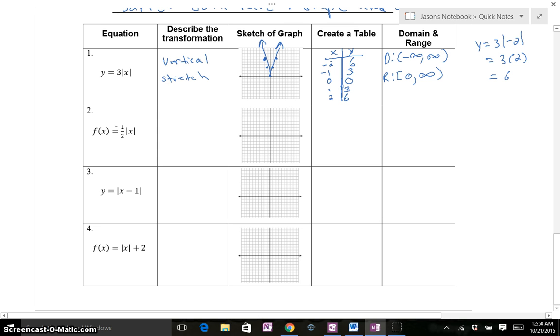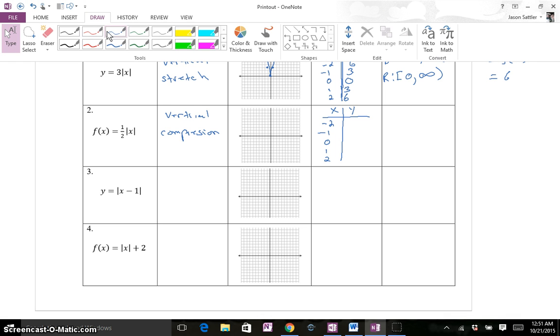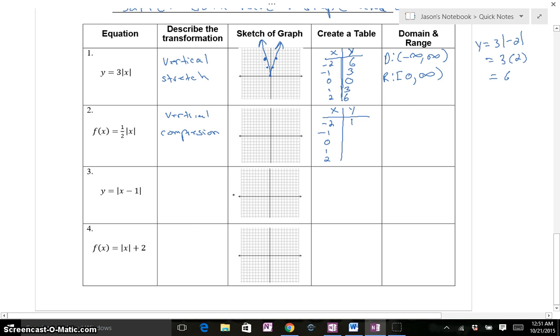Now f of x equals 1/2 of the absolute value of x. So it's outside the parentheses. This is going to be a vertical compression. Again, x, y table: -2, -1, 0, 1, and 2. Absolute value of -2 is +2. 2 times 1/2 is 1.